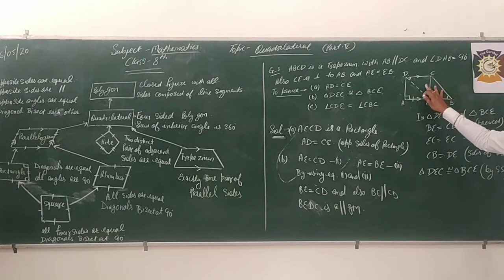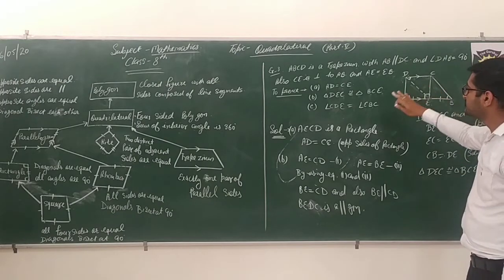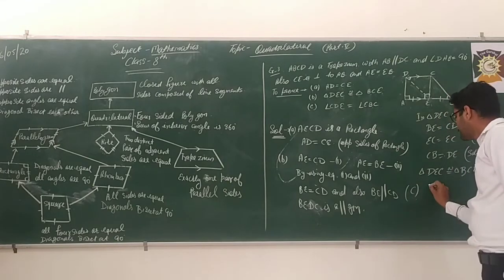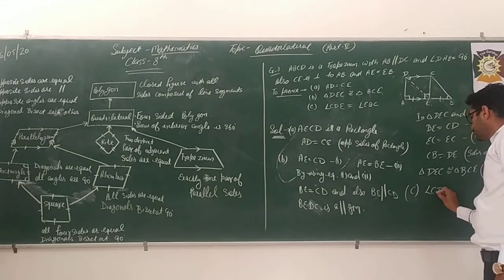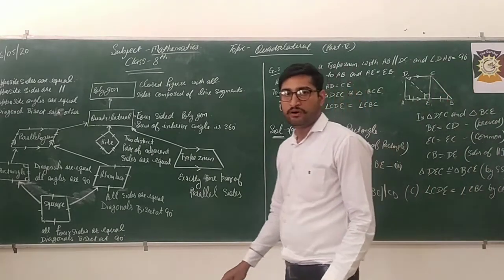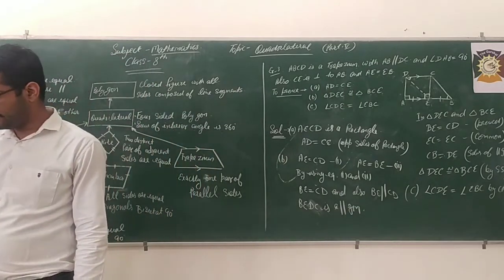And if these two triangles are congruent, then these two angles will be equal by CPCT, that angle CDE is equal to angle EBC by CPCT. So that is all about the chapter quadrilaterals.